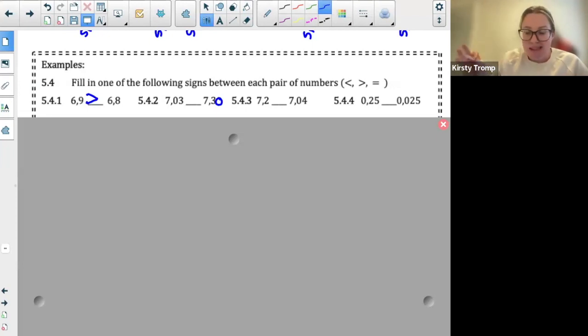The 7's aren't going to help us. But 0,3 and 30, which number is going to be bigger? 2 dots on the 30, 1 dot on the 0,3.